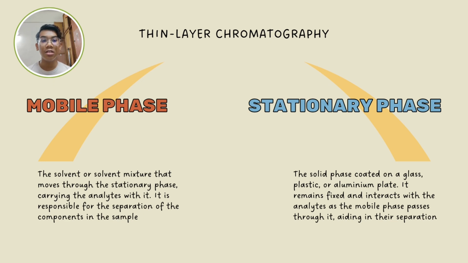The mobile phase is the solvent or solvent mixture that moves through the stationary phase, carrying the analytes with it. It is responsible for the separation of the components in the sample. And the stationary phase is the solid phase coated on a glass, plastic, or aluminium plate. It remains fixed and interacts with the analytes as the mobile phase passes through it, aiding in their separation.